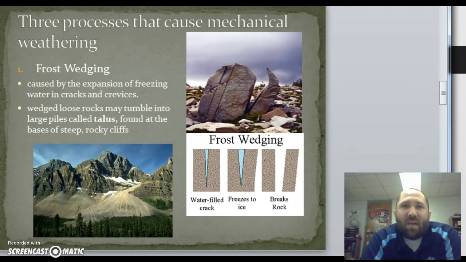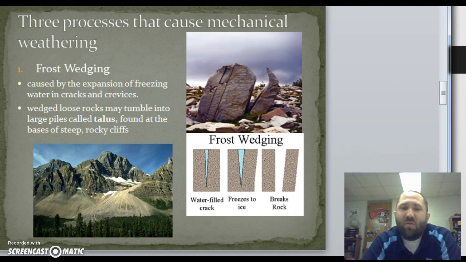The most common type of mechanical weathering is frost wedging. Frost wedging is when a rock has a crack in it and then the water gets inside that crack. We all know that if we put water in an ice cube tray, we stick it in our freezer, what happens to that water when it freezes? It expands and makes larger ice cubes than the amount of water we initially put in.